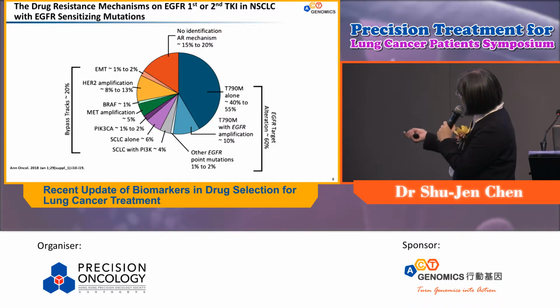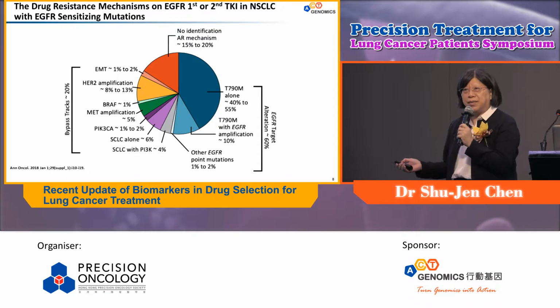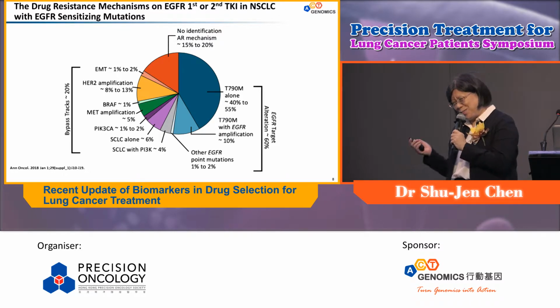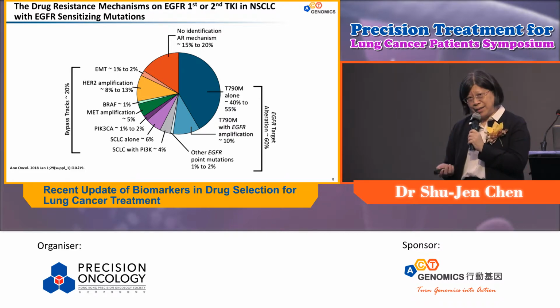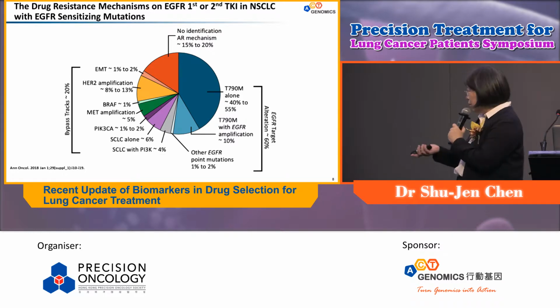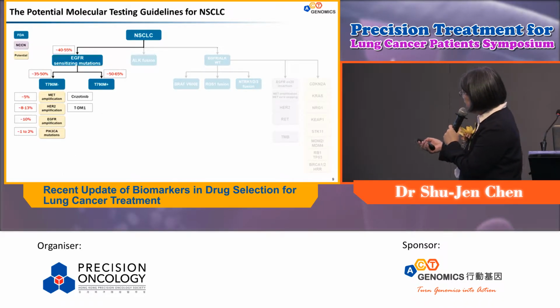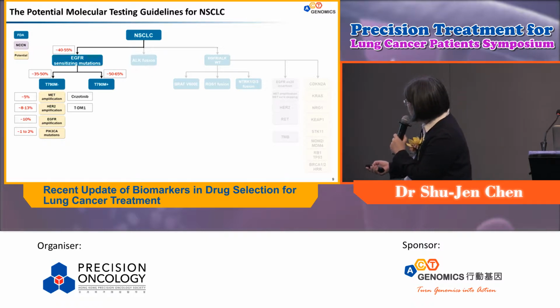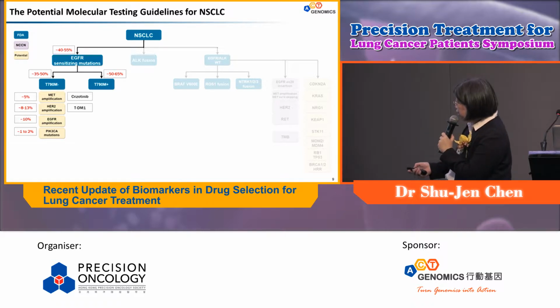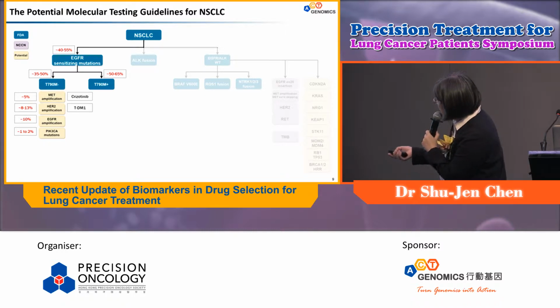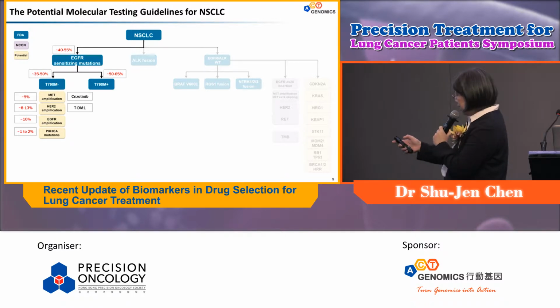So here, at least about 80 to 85% of patients have a resistance mechanism that can be identified. And most of these resistance mechanisms already have markers, so we have options. For example, if the patient is T790M mutation negative, then they could be MET amplification, could be HER2, could be the remaining pathways. So here, this is the distribution. And we already know these are the treatment options that we will show later.